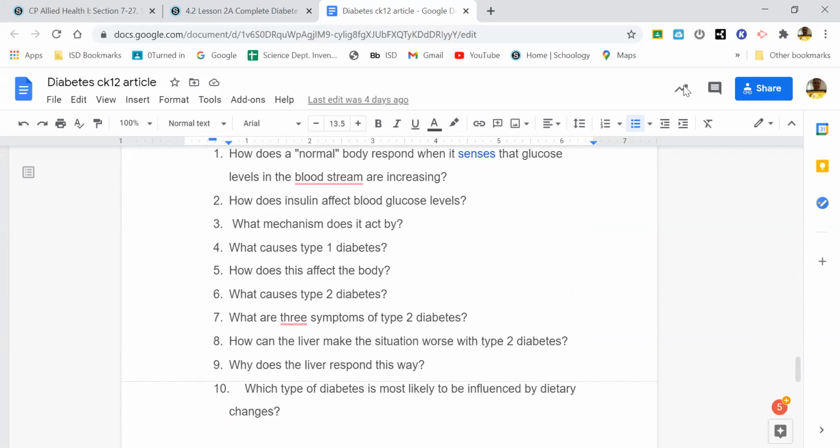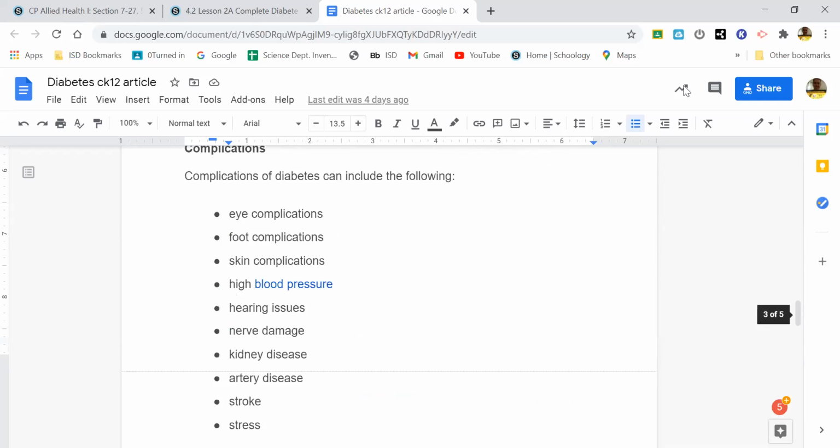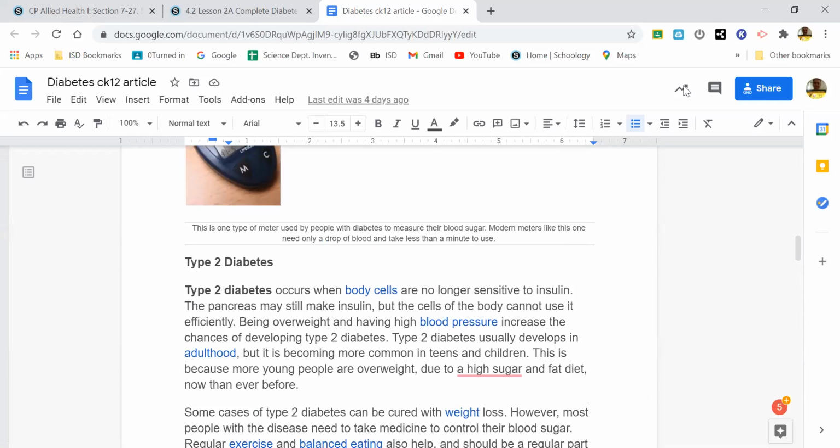No. All right. What causes type 2 diabetes? So that is more dietary. Type 2 diabetes occurs when the body cells are no longer sensitive to insulin. The pancreas may still make insulin, but the cells of the body cannot use it efficiently.